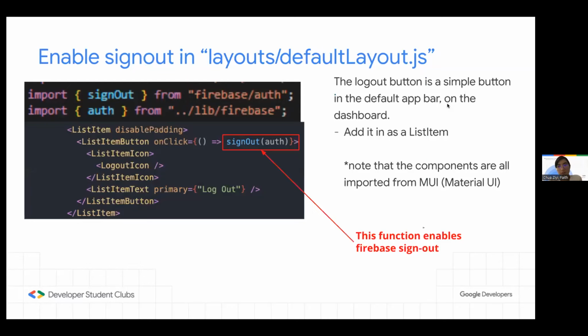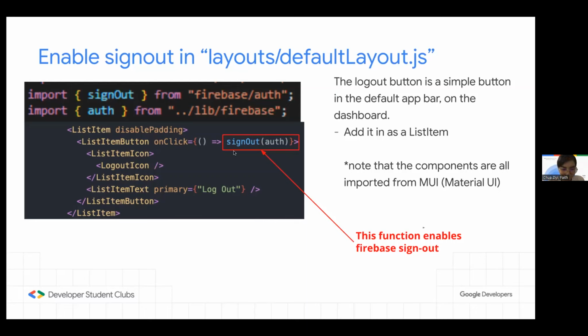So now, how do you enable sign outs? For us, we decided that you don't need a specific sign up page, because honestly most apps don't really have that. Signing out of Firebase is super easy. We decided to just include this in the app bar, and the app bar is located in layouts, default layouts.js. So it's in the layouts directory, in this file.